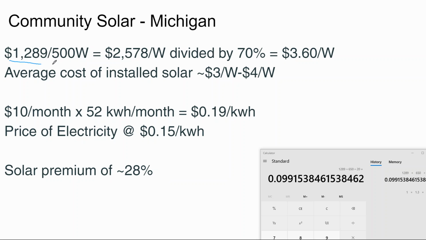And to some extent, that's why Michigan says, well, we're not asking you to buy 8 or 9 kilowatts worth of solar at this amount. All you need to do is buy at $500.